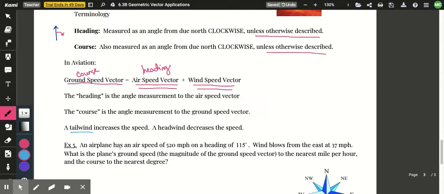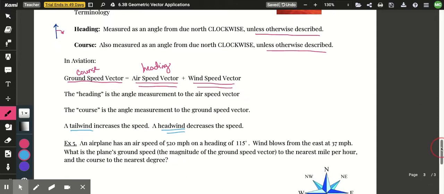A tailwind would increase the speed of the plane, would increase the ground speed. That means that the wind is coming from behind the plane, and so it's actually pushing it faster than the engines have to work to make it go. Conversely, a headwind means that the wind is blowing against the direction that the plane is flying, and so that would decrease the ground speed of the plane. It would cover less ground than it ought to because the wind is pushing against it.